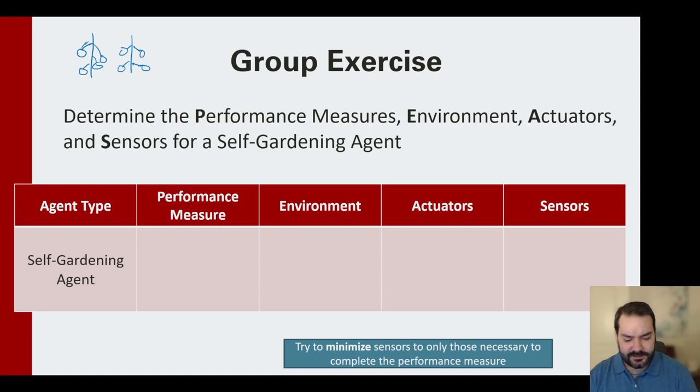For our sake, if you're thinking about it, don't throw the book at it with sensors. Don't just copy and paste what you saw from the self-driving car. You don't need LiDAR for this, I don't think. But again, what would be a sensor that you would want out of your agent to make sure that you're harvesting tomatoes?